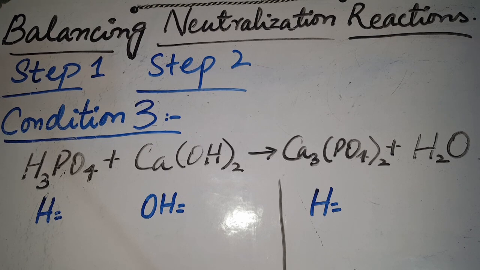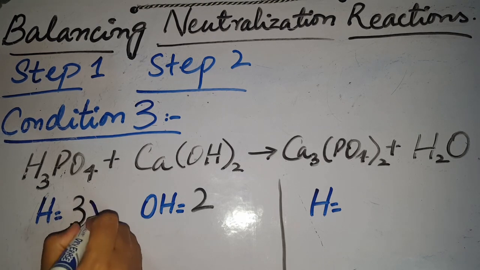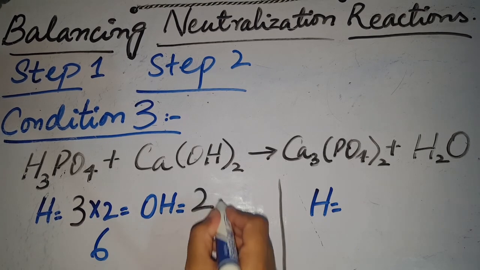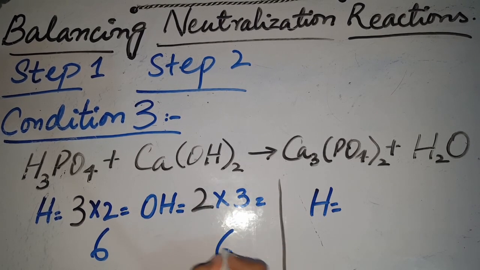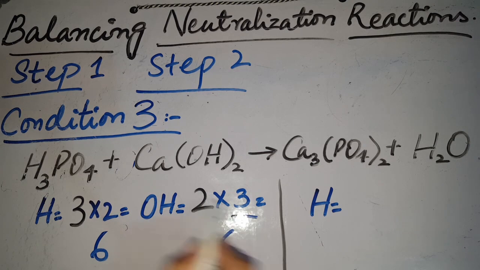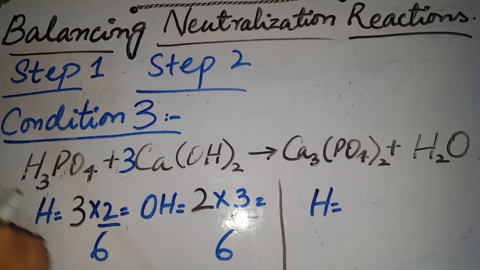Now in the third condition, you will observe unequal magnitude of neutralizable hydrogen atoms and hydroxyl groups in an acid and base respectively. For example, over here 3 neutralizable hydrogen atoms are present and 2 hydroxyl groups over here. Now we have to multiply this 3 and 2 with a number that will give us equal number of neutralizable hydrogen atoms and hydroxyl groups. For example, multiplying 3 with 2 will give us 6 and 2 with 3 will give us 6. So we will place this 3 over here and this 2 over here.